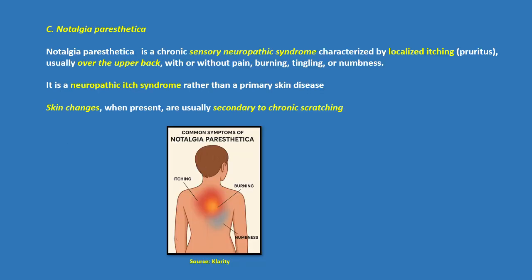Notalgia paresthetica. This is a chronic sensory neuropathic syndrome characterized by localized itching, usually over the upper back, with or without pain, burning, tingling, or numbness. It is a neuropathic itch syndrome rather than a primary skin disease. Skin changes, when present, are usually secondary to chronic scratching.